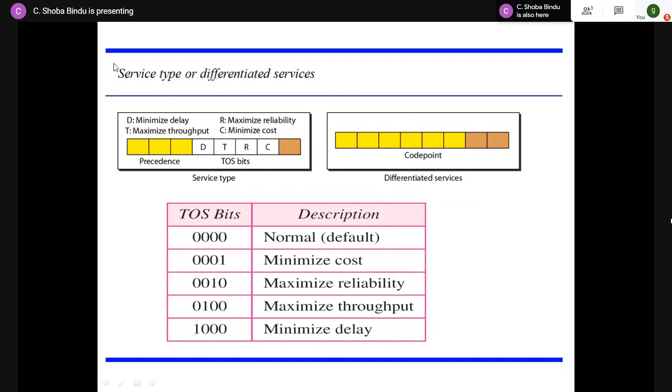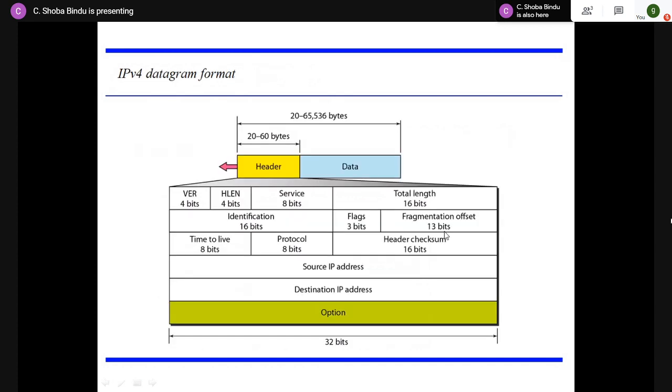So mostly this service type field is not in use here. And then the next 16 bits specify the total length of the packet. The total length of this packet in bytes, including the header, will be specified in this total length. So including the header plus the data, this gives the total length of the packet that you are going to transmit. So this total length is 16 bits.